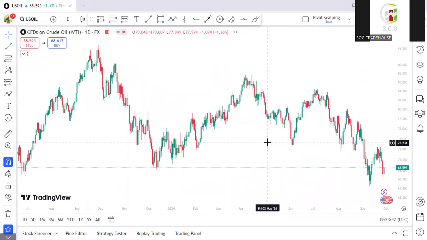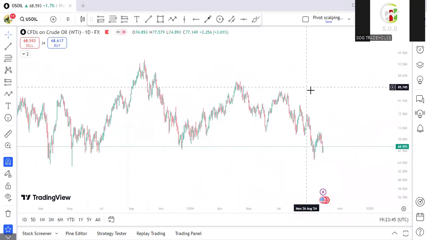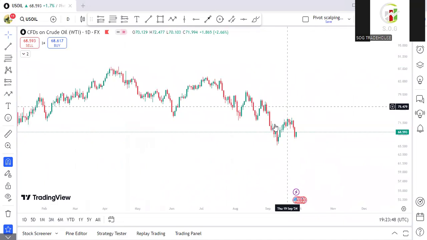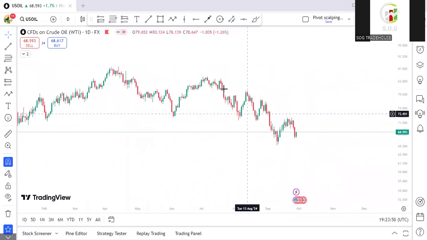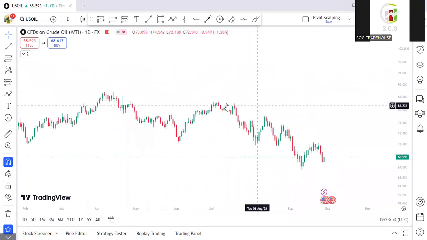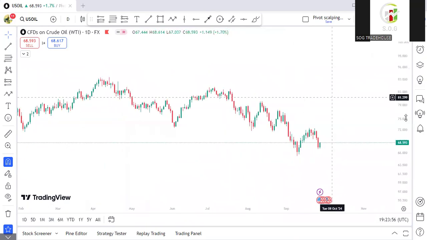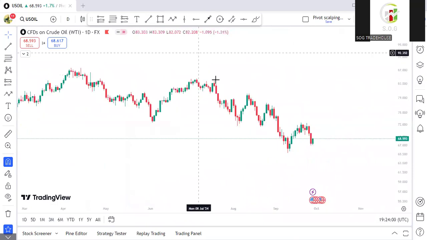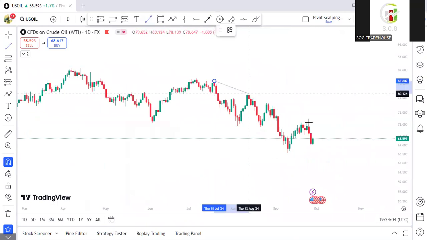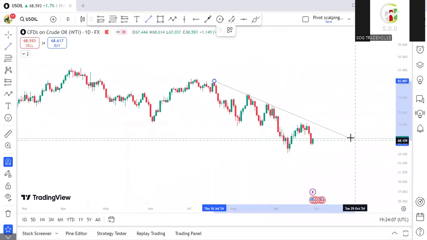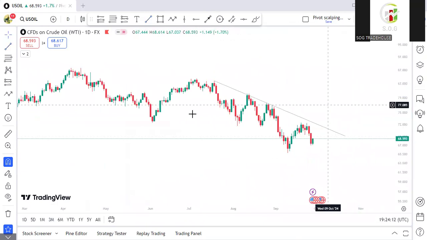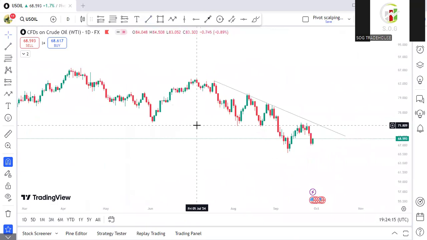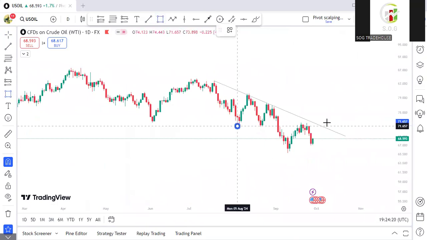So this is US oil on the daily time frame. What can we see on US oil? We can see a series of highs and lows. So let's connect the highs on US oil. You can see the first touch, second, third, and fourth touch of this trend line. So let's go down to the 4-hour time frame. Okay, and also this resistance is being respected over here.